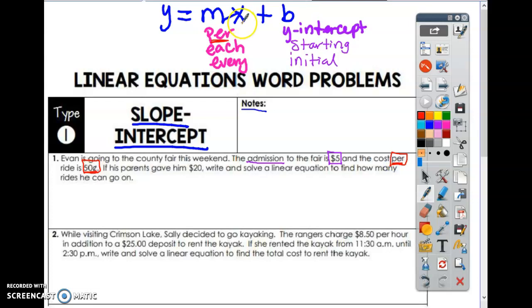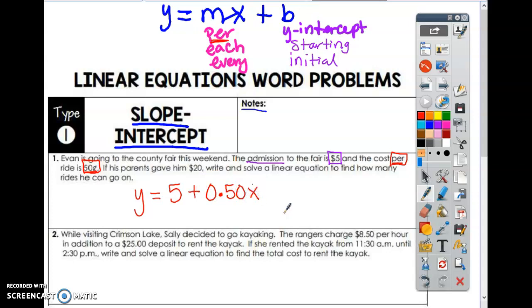So the 50 cents is going to have the x. Every ride, right? So it's going to be y equals, how much did I start with? ¿Cuánto pagué al principio? How much did I pay at the beginning? $5. And then I'm going to pay 50 cents per ride. So plus 50 cents. This is how you write 50 cents per ride. So it has the x.